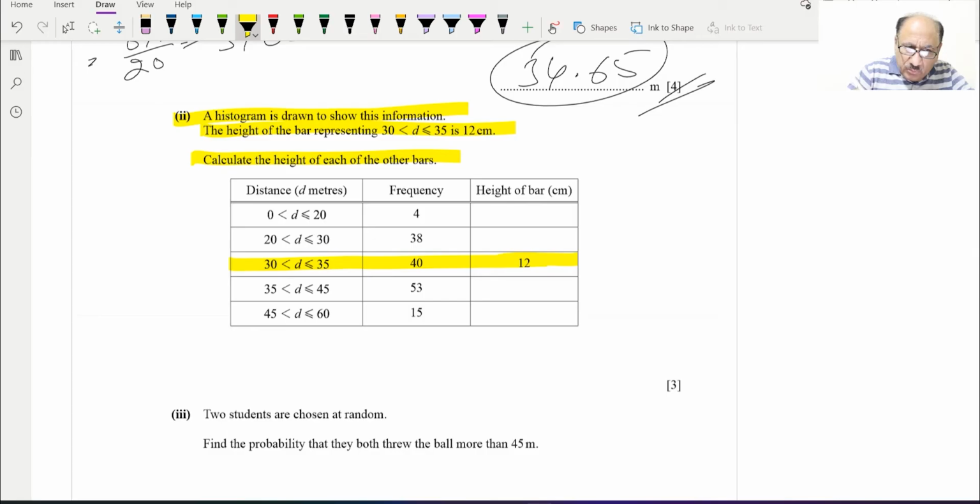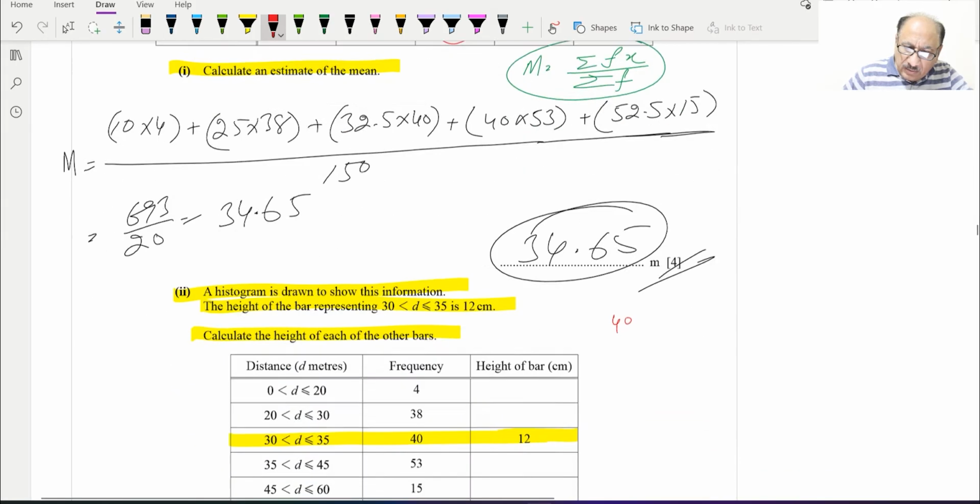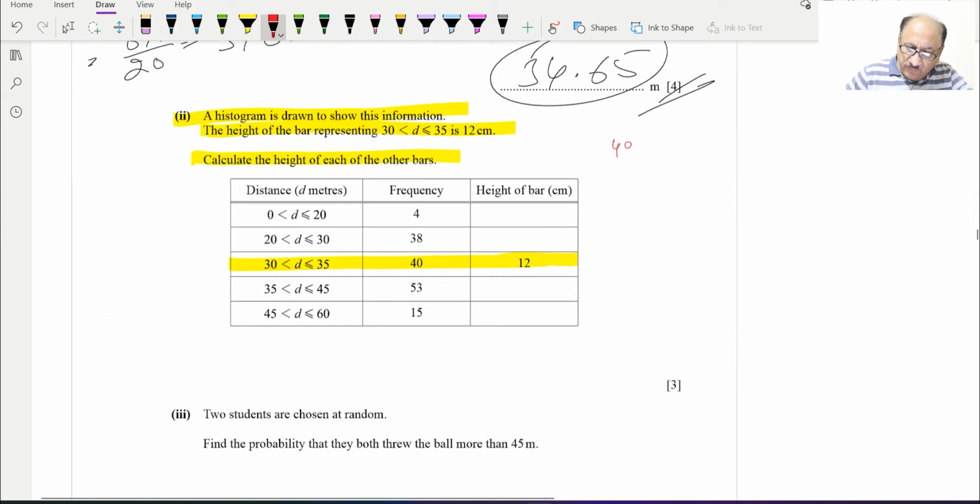How can we use this? The frequency for 30 to 35 is 40, and the class width is 5. So 40 divided by 5 and multiplied by something should be equal to 12.